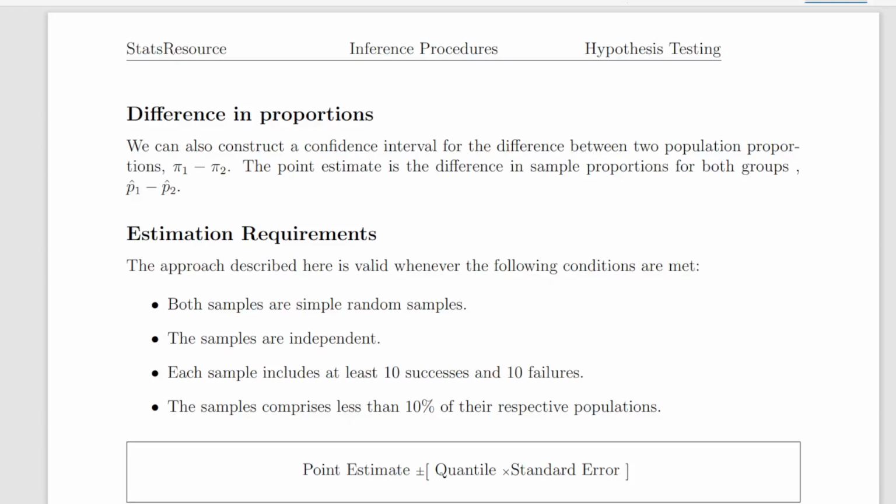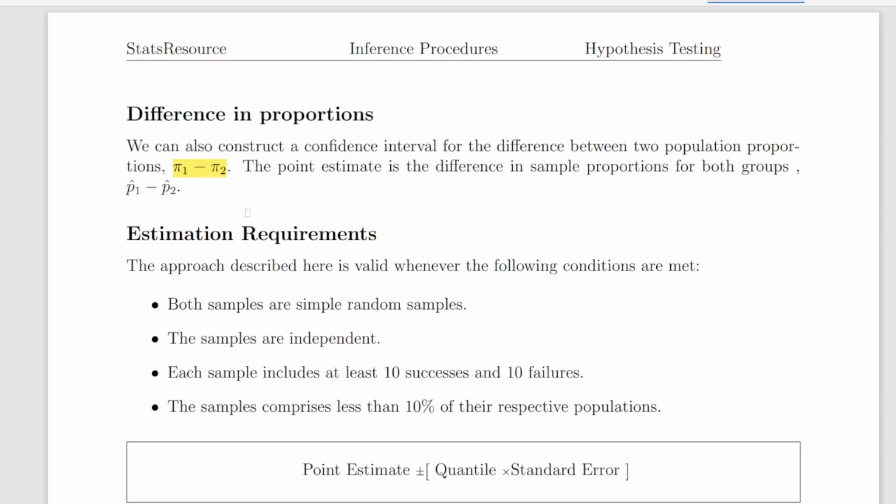Okay, in this presentation we are going to look at confidence intervals. Sorry, it's confidence intervals and not hypothesis testing, which it suggests at the top. So we are going to construct a confidence interval for the difference between two population proportions, pi 1 minus pi 2. Pi 1 is the population proportion for the first population, and pi 2 is the proportion for the second population. Essentially what we're interested in is the difference between the two.